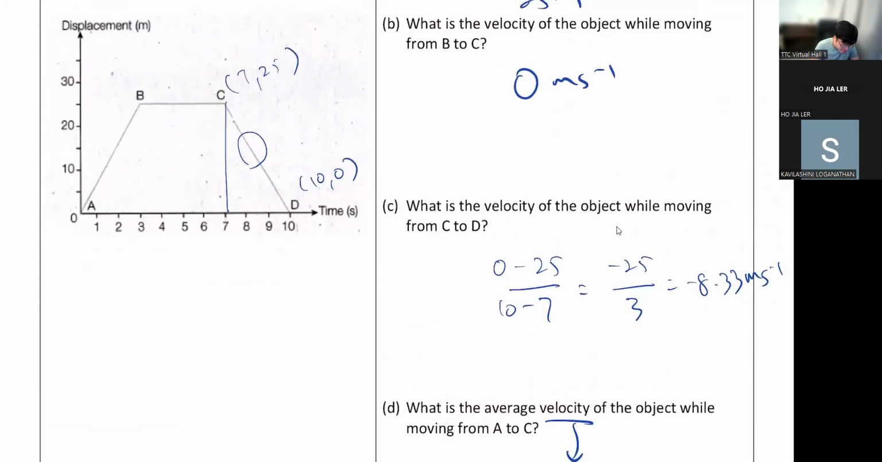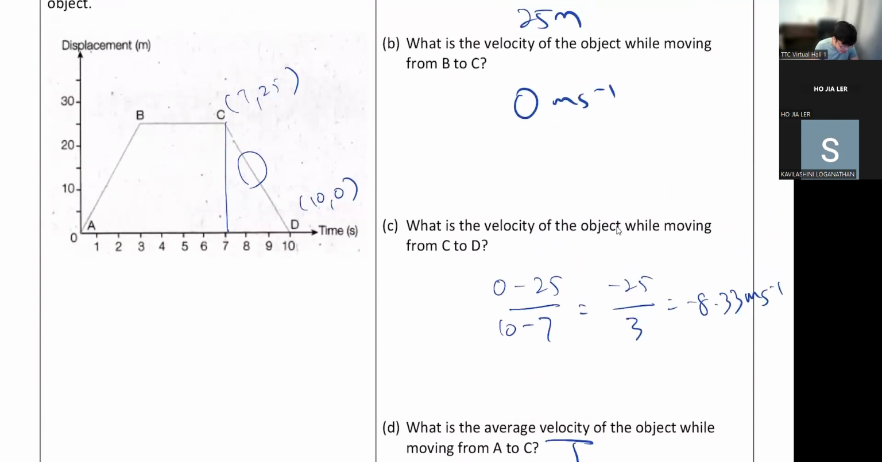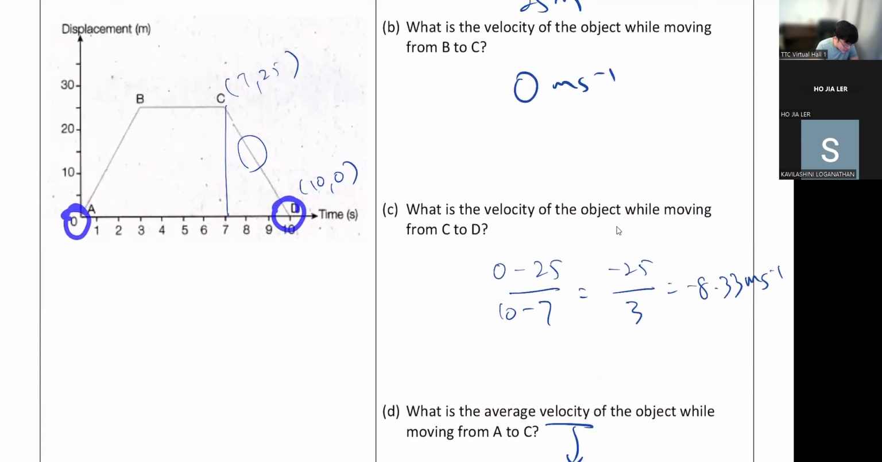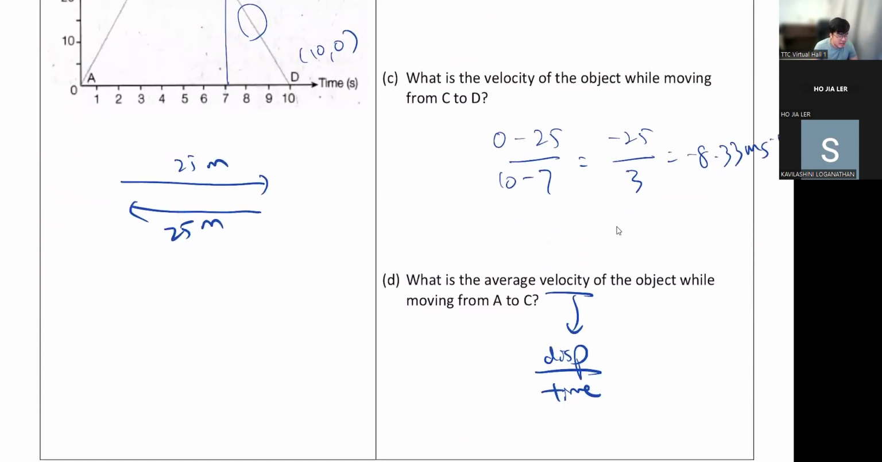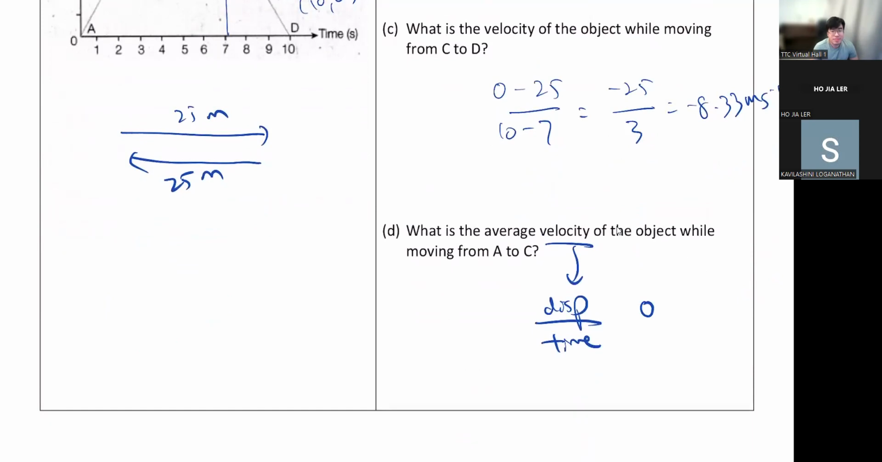So if you see here, from the starting point to the ending point, you see what happens to this car? The car moves forward for 25 meters, and then the car stops, and then the car moves backward for 25 meters. The displacement is 0. You know why it is 0? Because I end up at the same point. I start here, I end here.